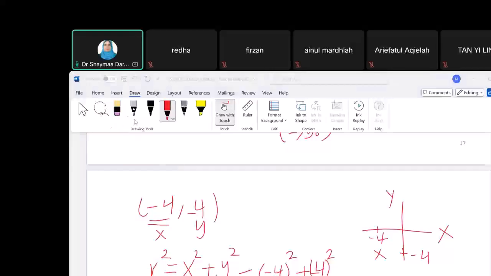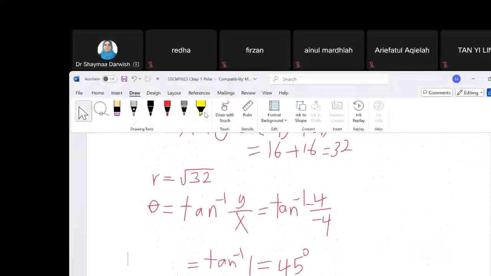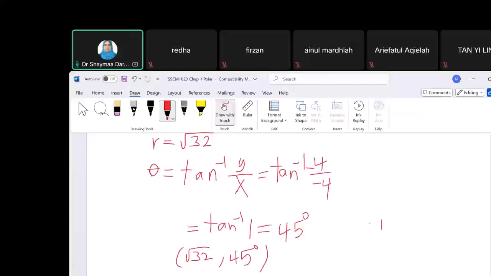Let's go for polar. For polar, we have 45 degrees. Here we have 0, 90, 180, 270, and 45 degrees. Okay, this is the point. This is the angle 45. Here square root 32. So this is 32 and 45. Is it the same point?